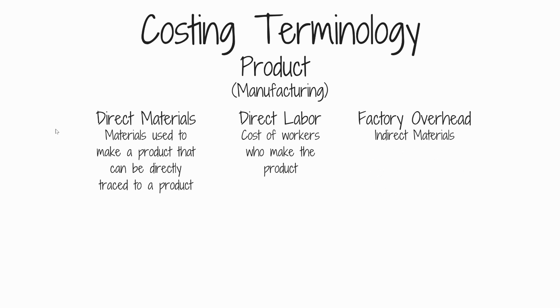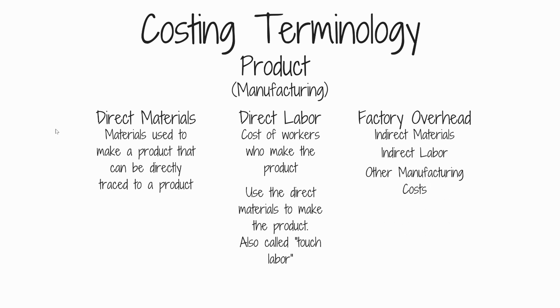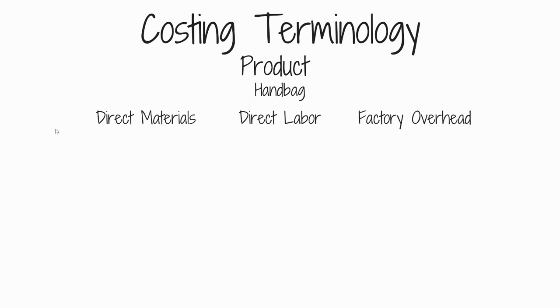Direct labor is the cost of the workers who make the product. They use the direct materials to make the product, and it's also called touch labor. In factory overhead, we also have indirect labor. This is the cost of the workers who do not touch the direct materials to make the product. It would include something like factory supervisors, for example. In factory overhead, we also have other manufacturing costs.